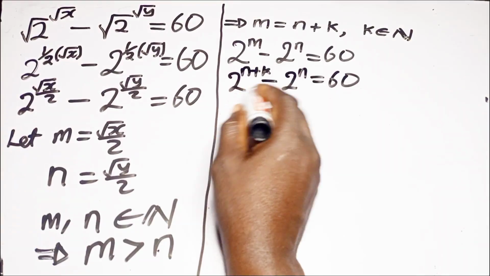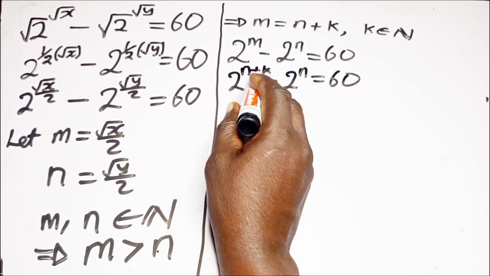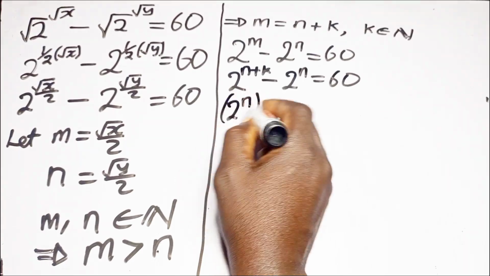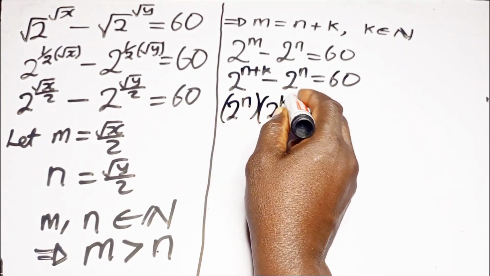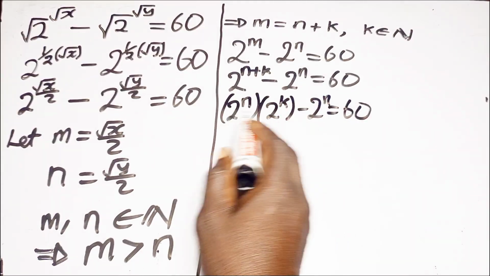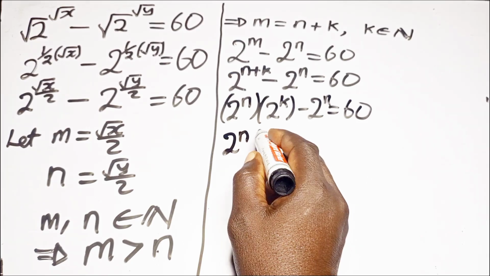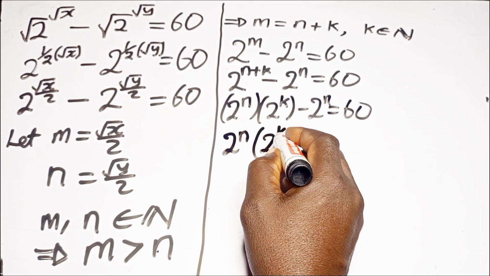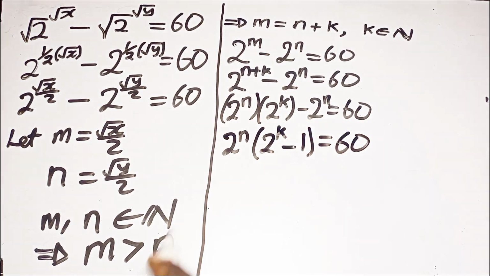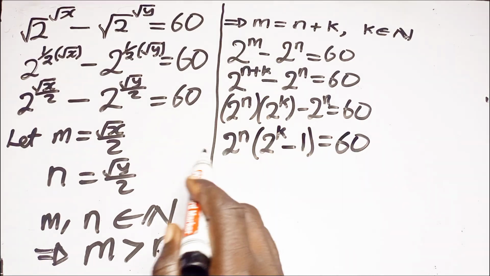All right, you can see 2 to the n is common. Remember, power n plus k means 2 to the n multiplied by 2 to the k. From here, we can see that 2 to the n is common. We can factorize out 2 to the n: 2 to the n into 2 to the k minus 1, giving us 60. All right, we have the product of two index expressions giving us 60.